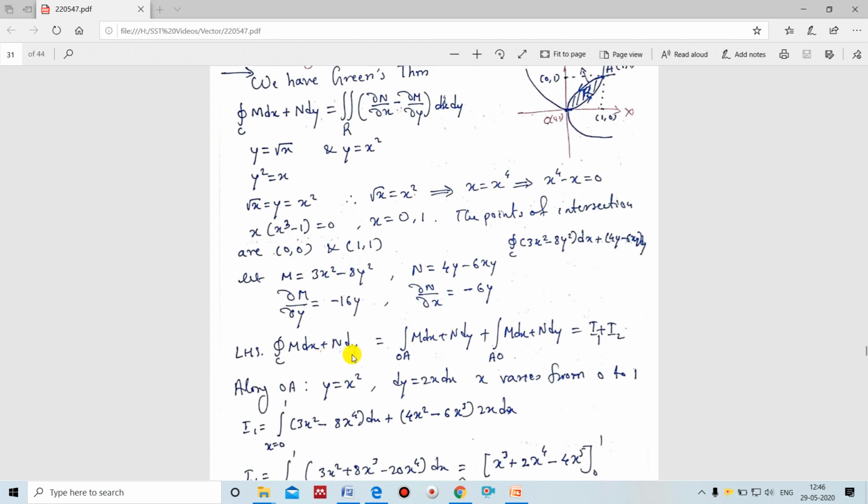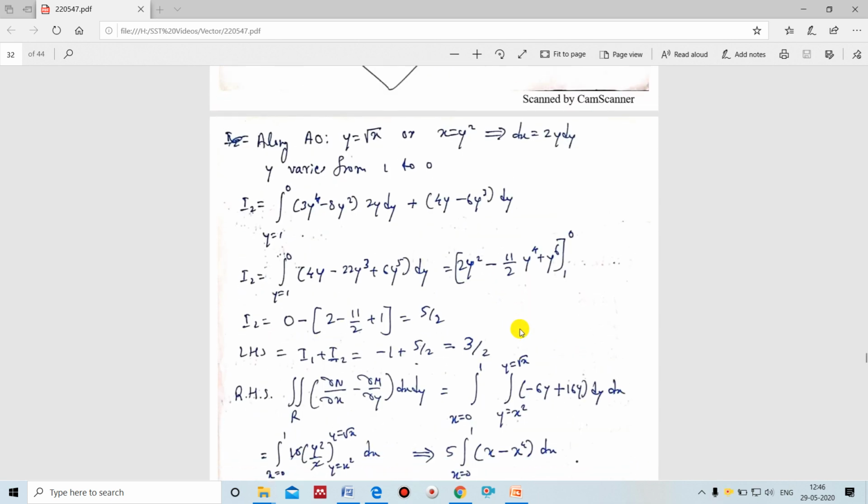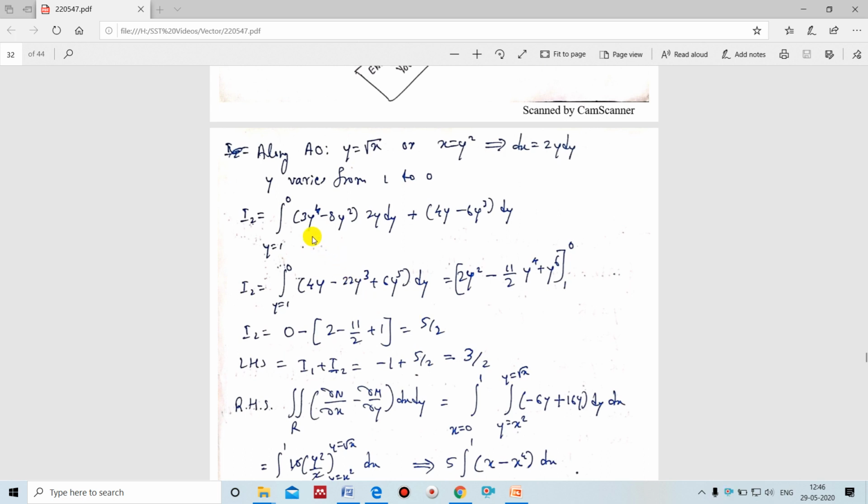Here, convert dx and dy in terms of y. We get 3y raised to 4 minus 8y square into 2y dy plus 4y minus 6y cube into dy, where y varies from 1 to 0. On simplifying this, we get the integral of 4y minus 22y cube plus 6y raised to 5 dy.